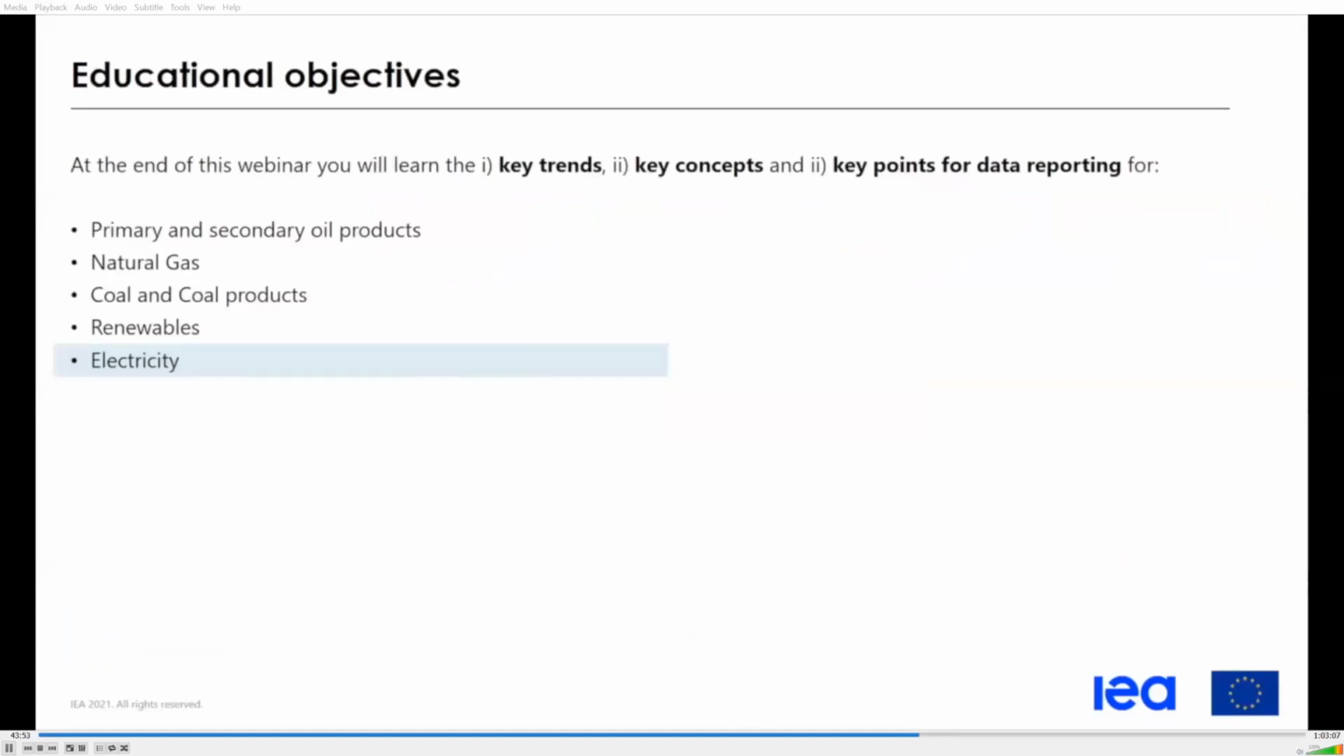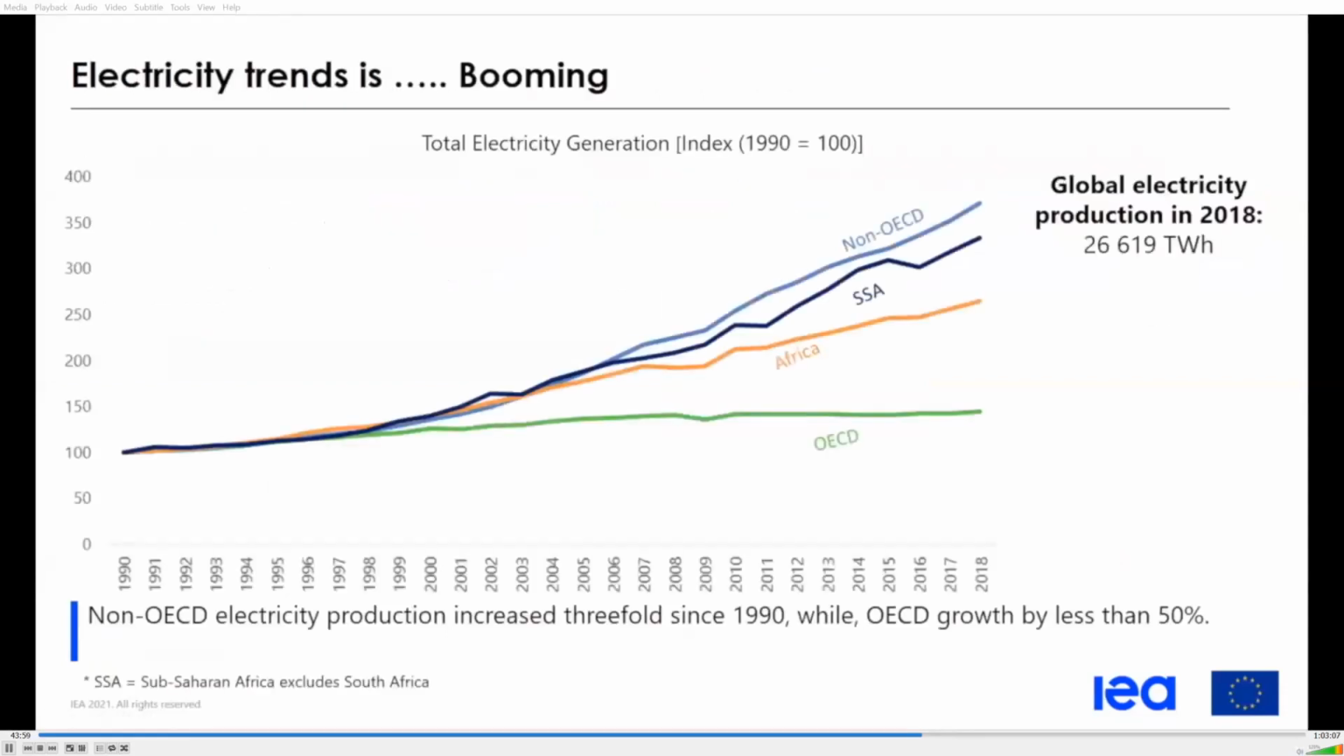Now we will see about the electricity statistics. So first of all, let's see some electricity trends. What can be said about electricity demand and, of course, production is that it has grown a lot in the last 20 years, mostly due to the increased level of incomes in various regions such as Africa and Sub-Saharan Africa.